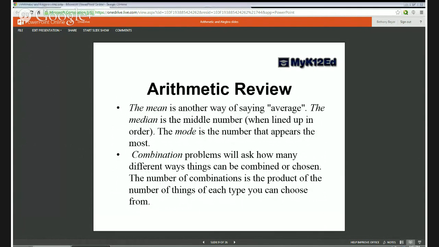Okay, so mean, median, and mode, something again that you will have learned a while back, but good to refresh your memory. The mean of something is just another way of saying average. And we get the average by adding up all the numbers and then dividing by the total numbers that you have. So if you have 3 numbers, 2, 3, and 4, you add 2 plus 3 plus 4 and then divide by 3. So that's the average, the mean.